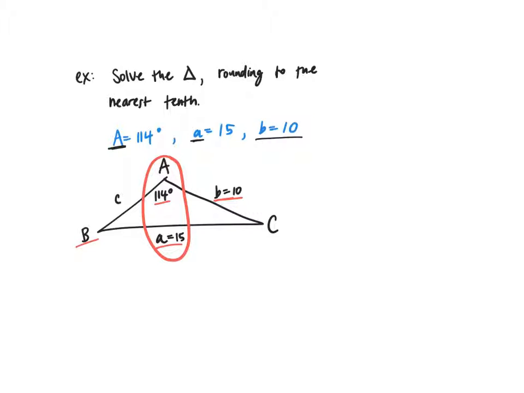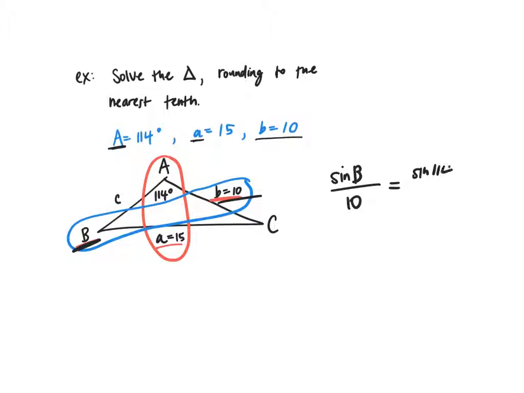I have that pair, and then this little piece of information. So 10 over B over B. So the way I can set up this equation is by putting whatever I'm looking for on the top. Since it's an angle measure, I'm going to put sine of angle B over side B, which is 10, equal to sine of angle A, so sine of 114 degrees, over side length A, which is 15. Again, it's sine of B over B equals sine of A over A.